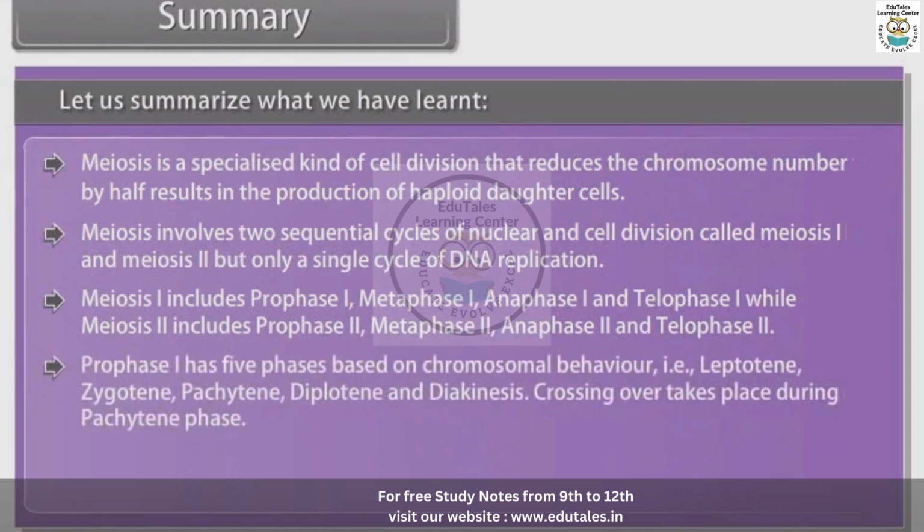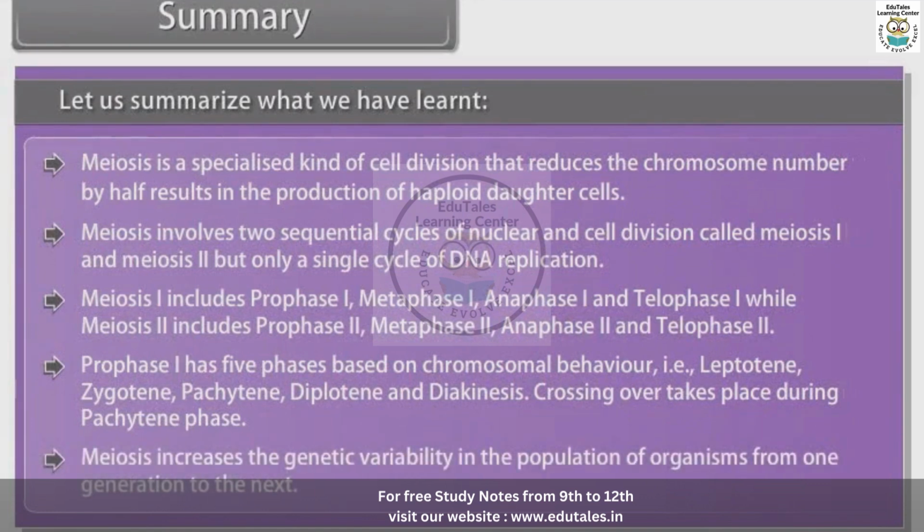Prophase 1 has 5 phases based on chromosomal behavior, that is, leptotene, zygotene, pachytene, diplotene, and diakinesis. Crossing over takes place during pachytene phase. Meiosis increases the genetic variability in the population of organisms from one generation to the next.